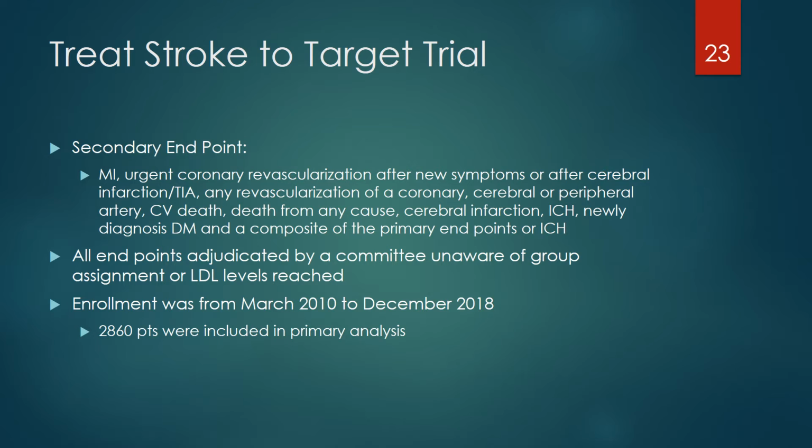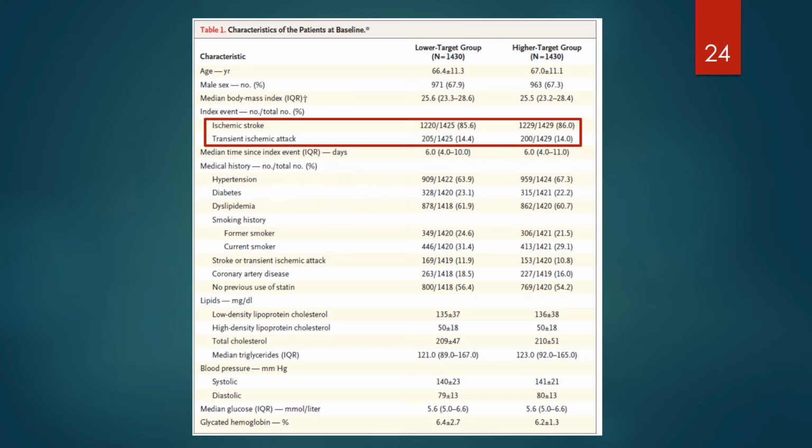Secondary endpoints were kind of the similar type thing individually: MI, urgent coronary revascularization, CV death from any cause. All endpoints were adjudicated by a committee unaware of group assignment or LDL levels reached. And enrollment was from March 2010 to December 2018. There were 2860 patients included in the primary analysis. So here's just a breakdown of the baseline characteristics. You can see most of them were stroke patients. A few were TIAs.